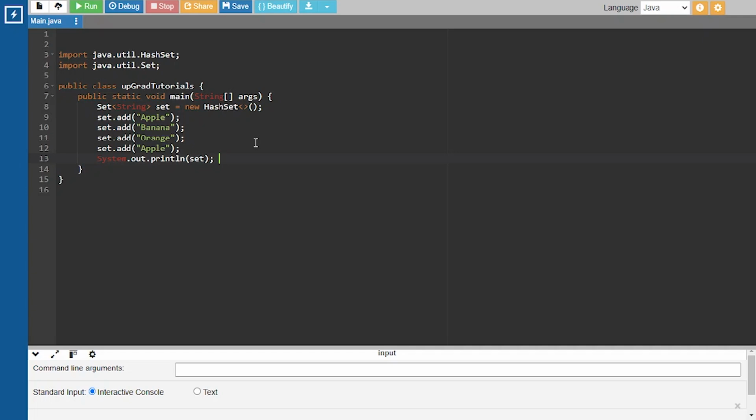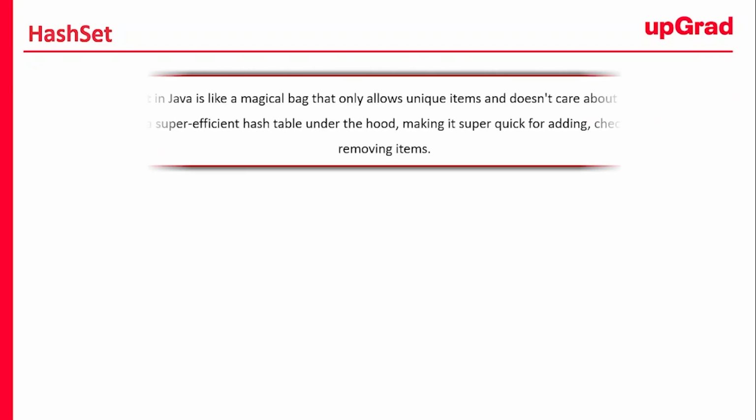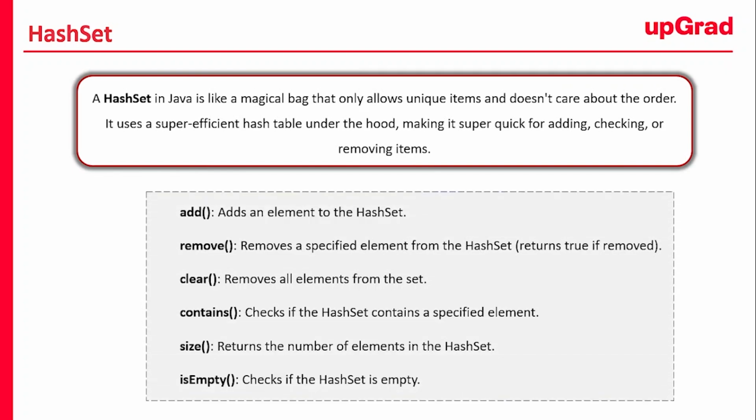Now let's move on to the next thing, which is HashSet. All right, so HashSet is there. A HashSet in Java is like a magical bag that only allows unique items and doesn't care about the order. It uses a super efficient hash table under the hood, making it super quick for adding, checking, or removing items. The order of elements isn't guaranteed; items are placed based on their hash codes. All right, so this is that simple. Again, here are the methods that we generally use: add, remove, clear, contains, size, isEmpty, and you know all the functionalities of these.